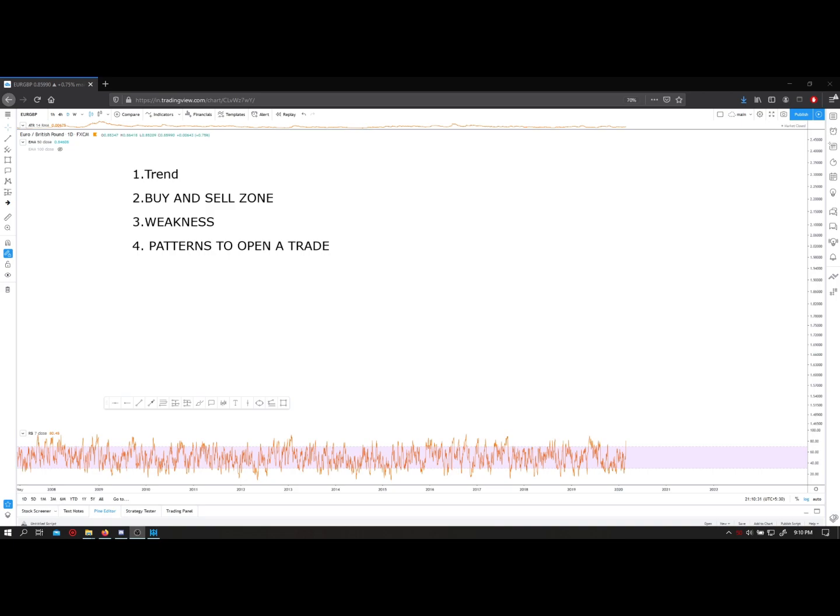So basically, while analyzing or predicting a pair, the first thing we have to keep in mind is that we cannot have any kind of bias towards that pair. Whether it is going up or down, we're going to look at the charts, analyze the pair, and go with it. There are four things we have to keep in mind while analyzing a pair.